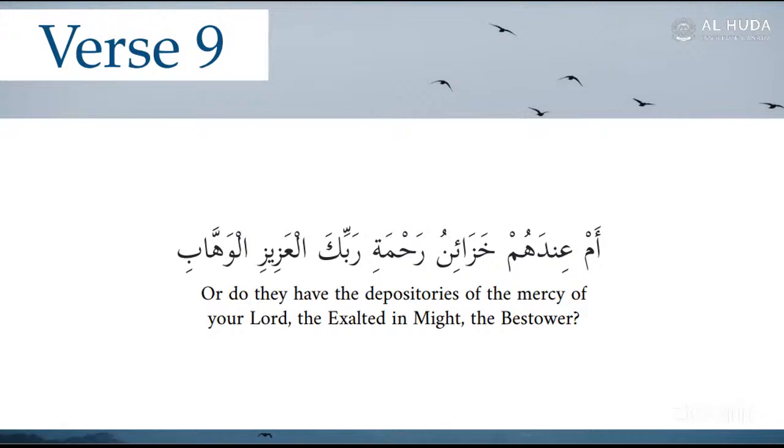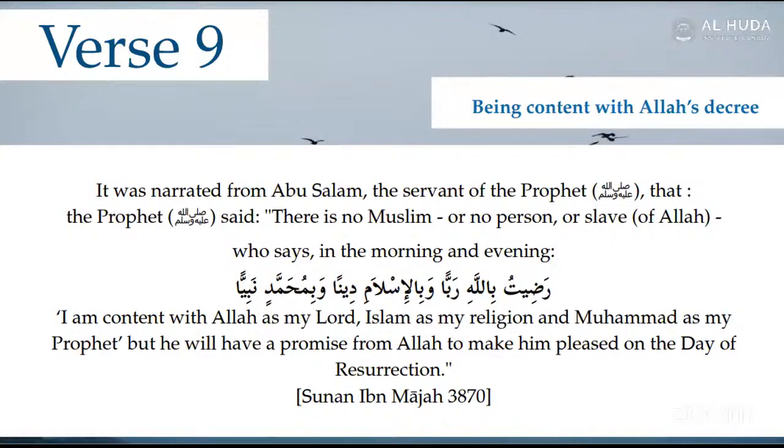Rasulullah sallallahu alaihi wasallam said, there is no Muslim who says in the morning and evening, رَضِيتُ بِاللَّهِ رَبًّا وَبِالْإِسْلَامِ دِينًا وَبِمُحَمَّدٍ نَبِيًّا sallallahu alaihi wasallam, but that he will have a promise from Allah to make him pleased on the day of resurrection. Allah will please that person. So the next time any kind of resentment towards anything that's happening builds up within you, say رَضِيتُ بِاللَّهِ رَبًّا. Force yourself into saying it.